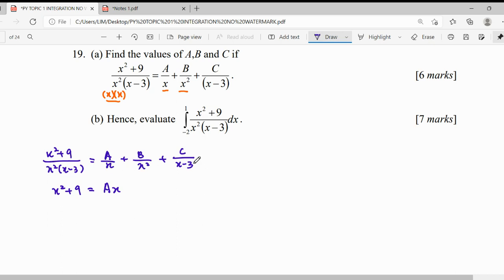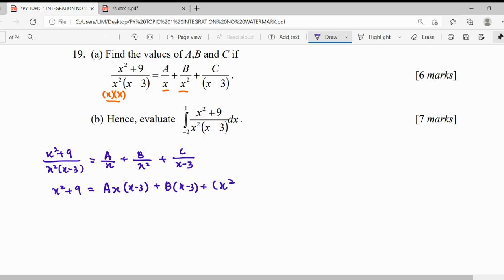So this is only one part, that's why it is called partial fractions. So A will multiply with one factor x, and another factor x minus 3. For B, it will multiply with x minus 3. For C, it will be multiplied with x squared.